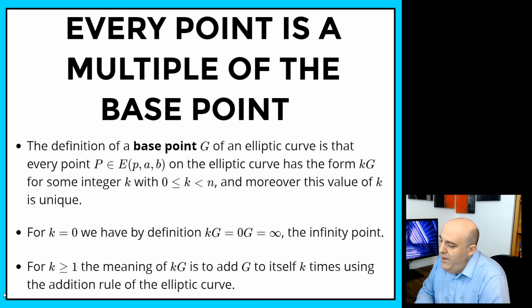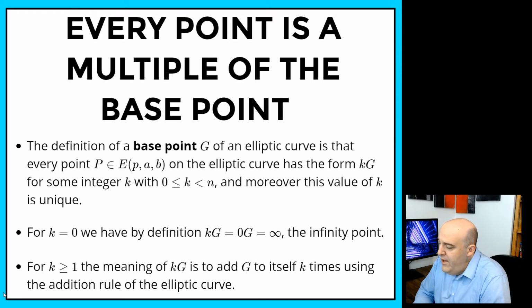What does it mean to be a base point? A point G is a base point of an elliptic curve if every point on the curve is of the form k times G for some integer k, where k is between 0 and n. It's okay if k is 0, but k is strictly less than n. And moreover, the value of k is unique. So every point on the elliptic curve is a unique multiple of the generator.